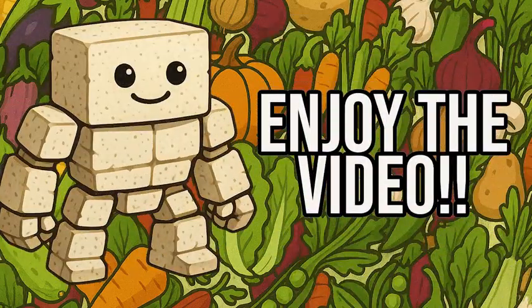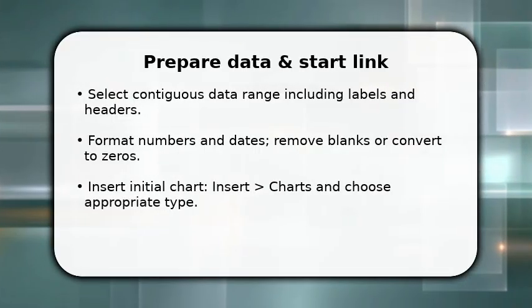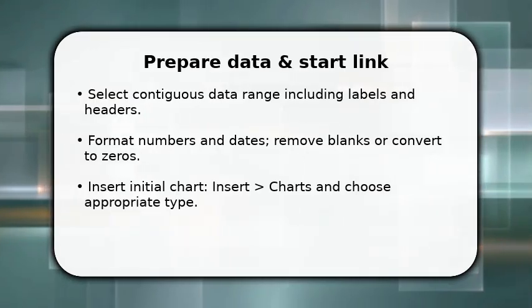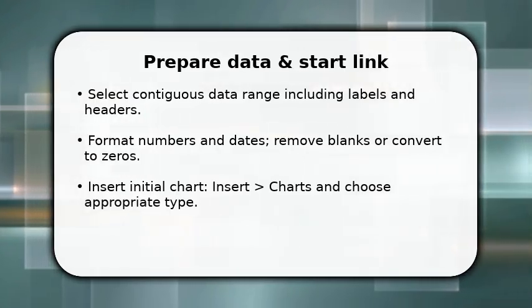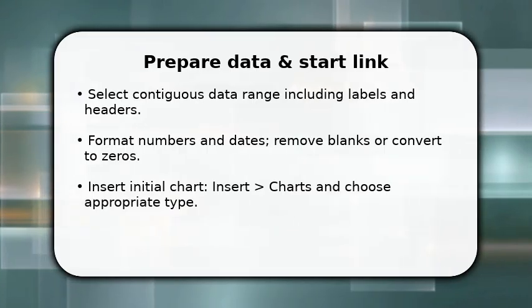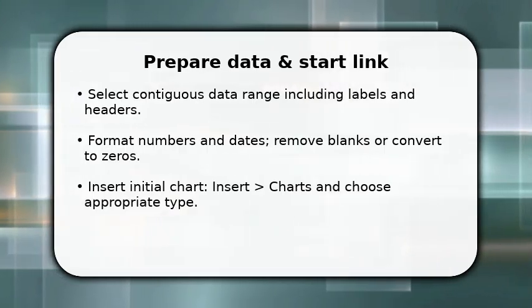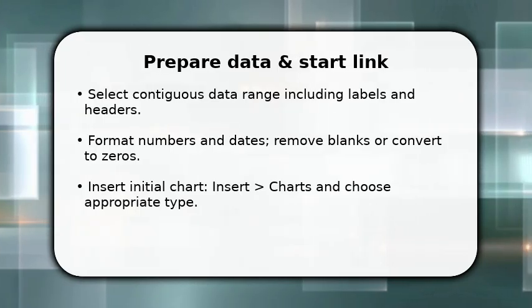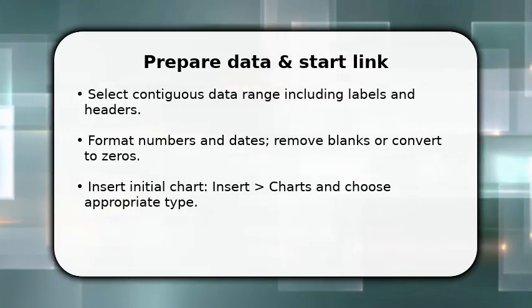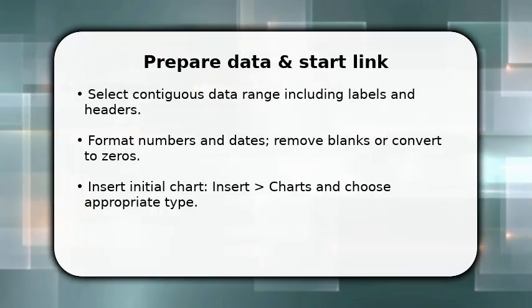You begin by selecting the exact data range, including header labels, so Excel can map axis and series correctly. Once done, format numbers and dates consistently. That prevents misscaling and wrong categories. Make sure to remove blanks or fill them with zeros to avoid gaps.